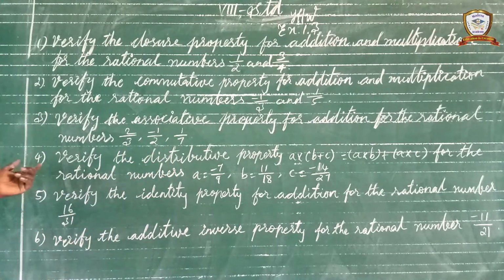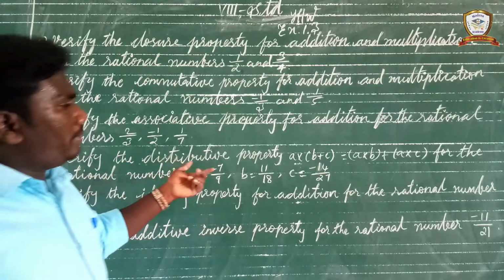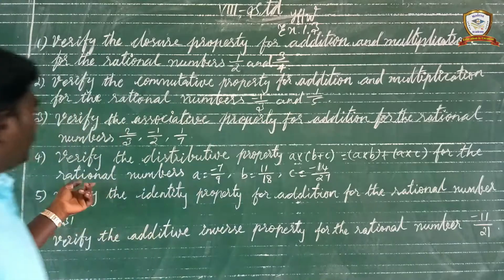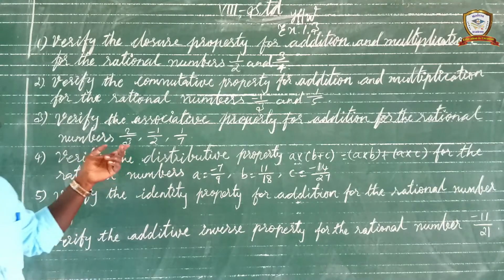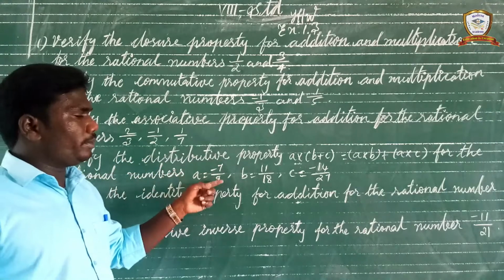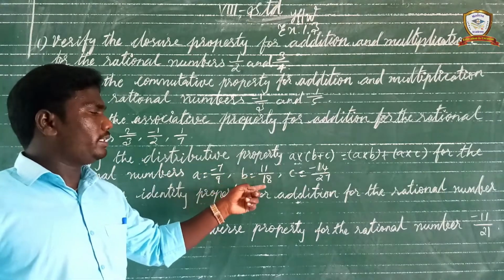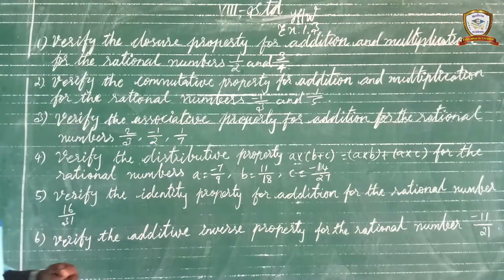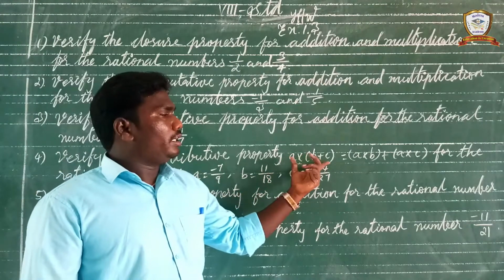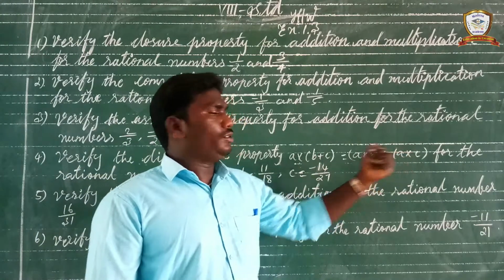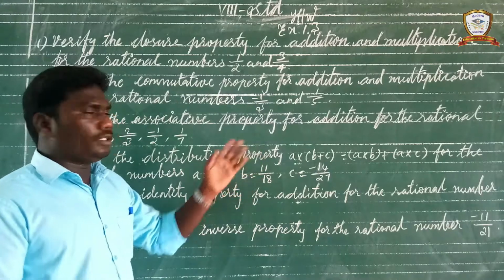Okay. The next, the fourth one, verify the distributive property, A into B plus C is equal to A into B plus A into C, for the rational numbers. This is the distributive property for addition. Okay. So here A is given as minus 7 by 9, B is equal to minus 11 by 8, C is equal to minus 14 by 27. Okay. First you take the left hand side, A into B plus C. After that, the right hand side, A into B plus A into C. After this, when LHS equals RHS, you can prove.